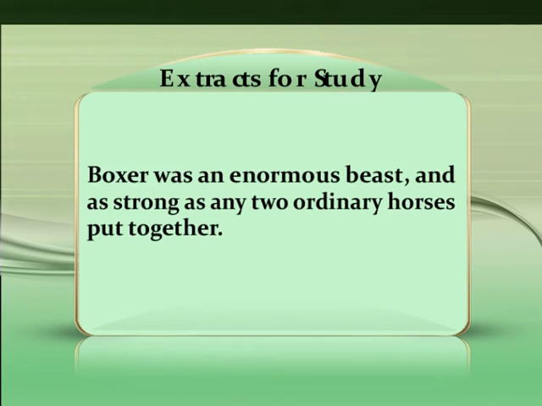Boxer was an enormous beast. Beast means animal. Enormous means very big, and as strong as any two ordinary horses together. A white stripe down his nose gave him a rather stupid appearance, and in fact he really was not very clever. Nevertheless, he was well respected for his steadiness of character and for his ability to work hard.